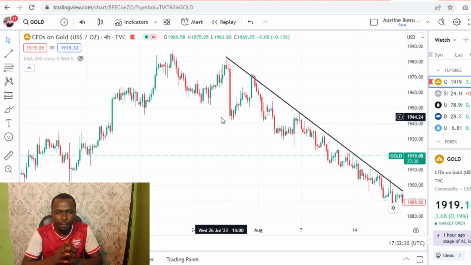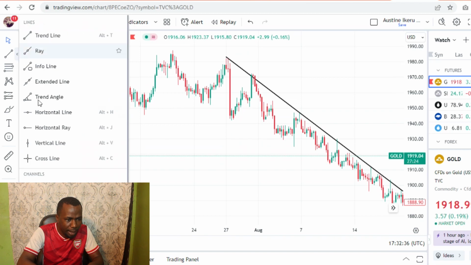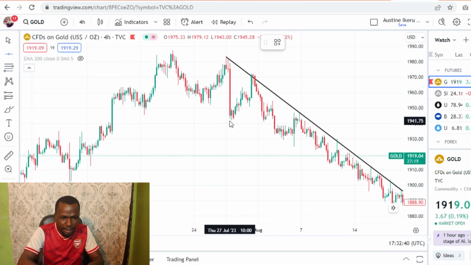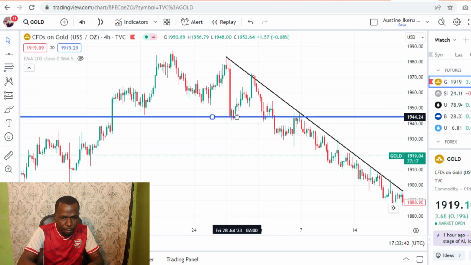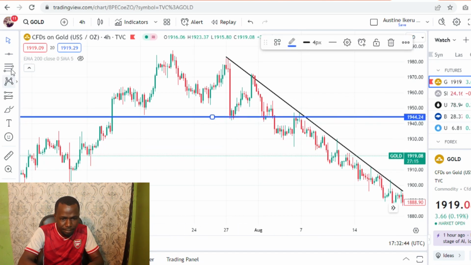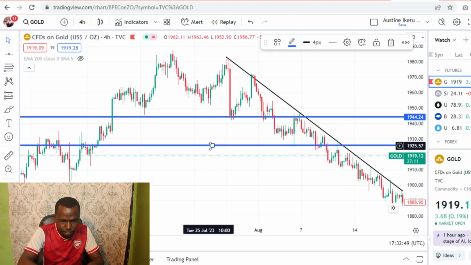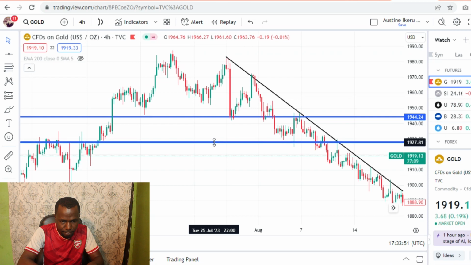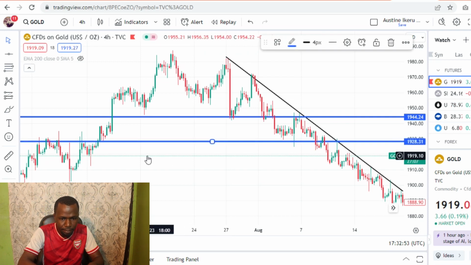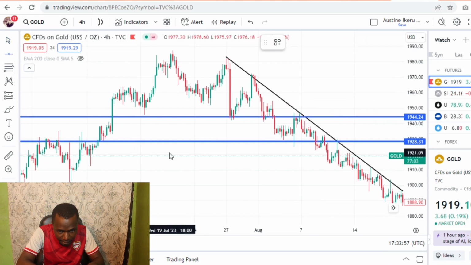Once you have mapped out the area of value with your trend line, you can also use the horizontal line to map out your area of value. We have one here. This is the area of value. We have another one here, an area of value. We also have one here again.